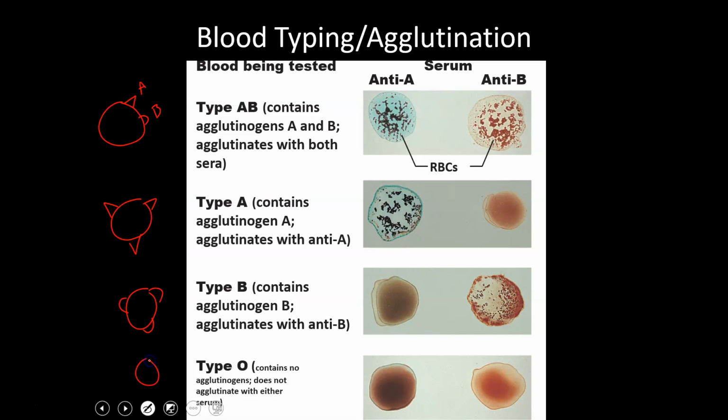And a person who's type O, they don't get any antigens. That's why they're called type O. It's because they're actually like sub-zero. They just don't get any antigens.